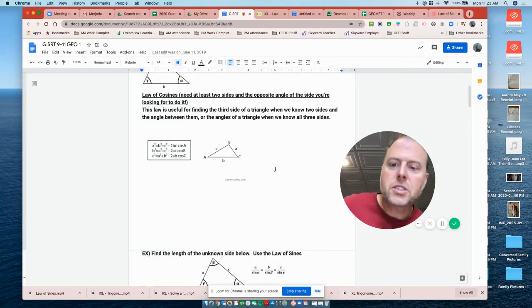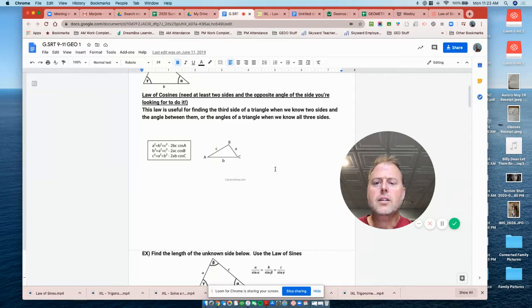Let's look at the law of cosines. Now, the law of cosines is one that looks scary initially because of how complex it looks. But once you recognize that the calculator will do 99% of the work for you, and it's just a matter of plugging in what you need to know and then remembering to do the square root at the end, it's really not bad to do at all.